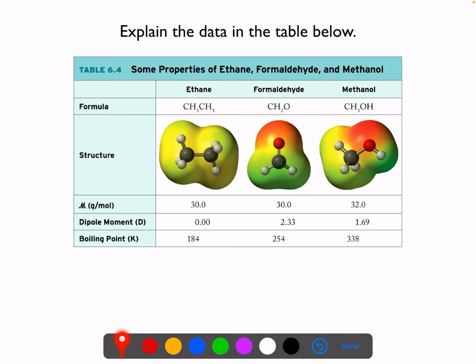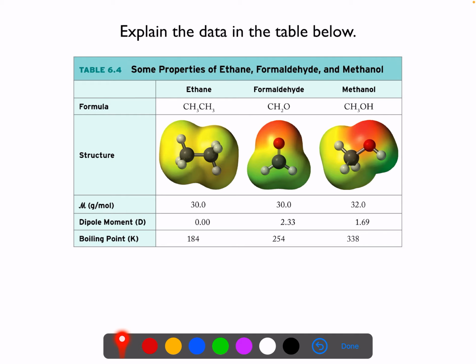So on this worksheet, the first problem you're given some data. And with this, we're sort of asked to justify the boiling point data of these three molecules: ethane, formaldehyde, and methanol. And we're given a couple pieces of information. We're given the molecular weight, right, which are all approximately the same. We're given a measure of the dipole moment, so we can see this is a nonpolar molecule. Both of these are polar molecules. And then we're given boiling point data.